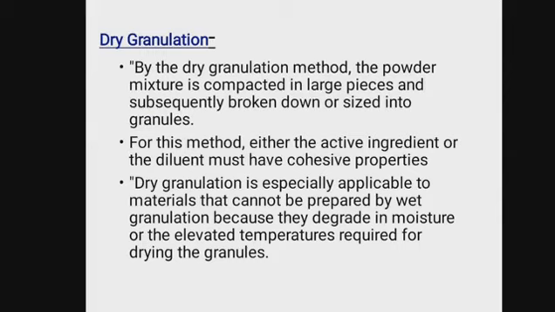Let's start with our first method, that is dry granulation. What is dry granulation? By the dry granulation method, the powder mixture is compacted in large pieces and subsequently broken down or sized into granules. For this method, either the active ingredient or the diluent must have cohesive properties. Dry granulation is specially applicable to materials that cannot be prepared by wet granulation because they degrade in moisture or the elevated temperatures required for drying the granules.